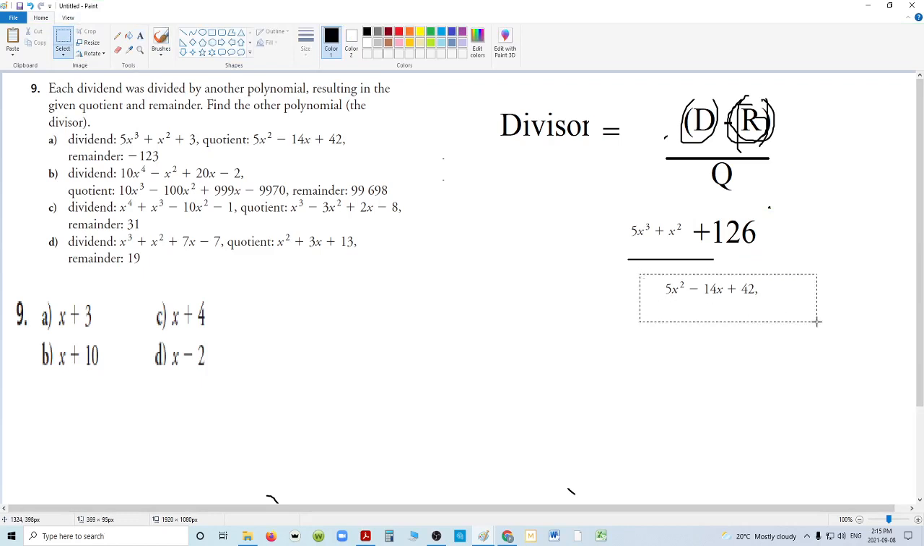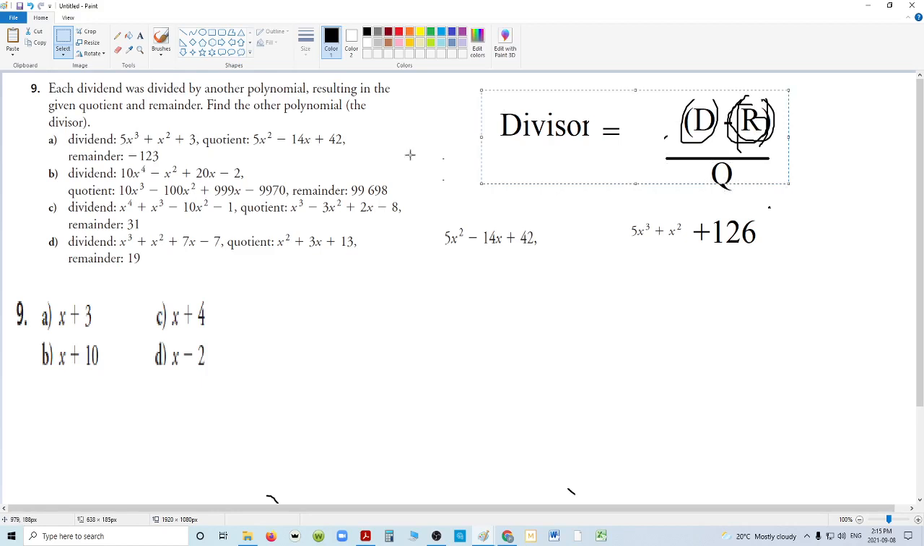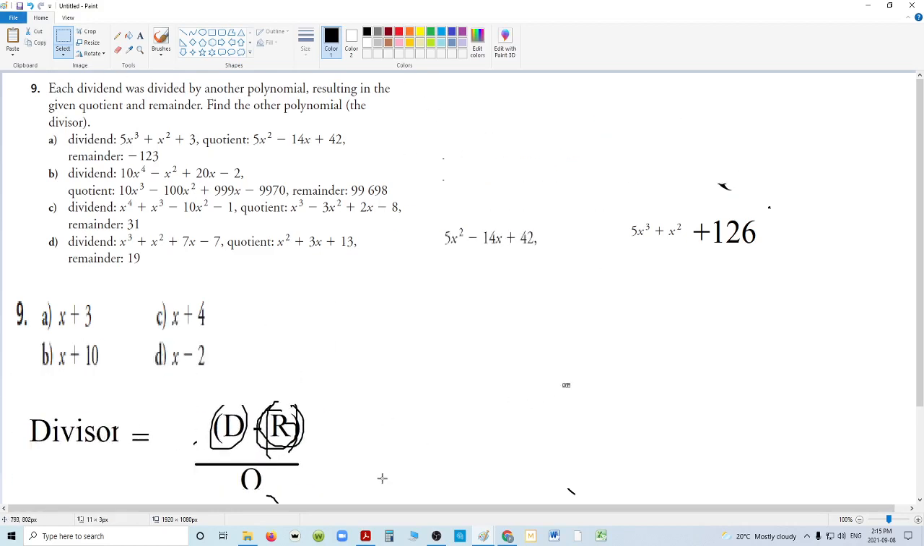I'm going to take this, which is missing a couple things. I'm going to divide it into this, and I'm going to get my divisor. I'm just going to put this equation back. I wish I'd left it a bit more clean, but it's still good. And I'm going to get my divisor.